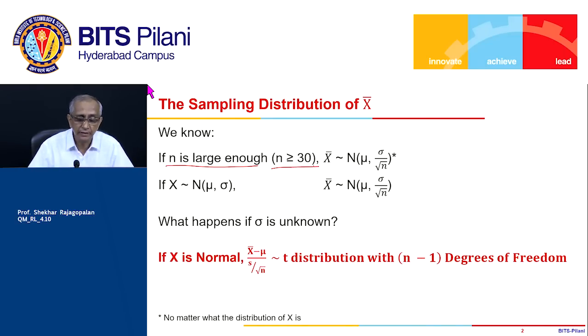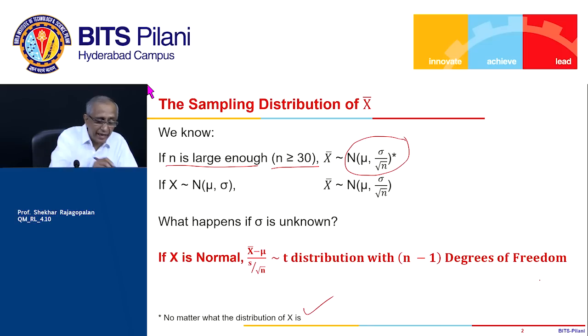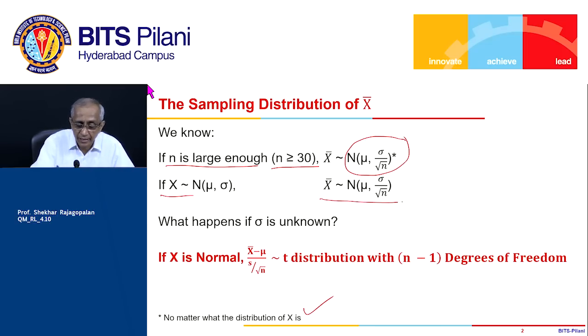To recap, we know that if n is large enough, for our class n greater than or equal to 30, X bar is normally distributed with mean mu and standard deviation sigma by root n. And this no matter what X is. No matter what the distribution of X is, X bar will be normally distributed provided n is large enough.